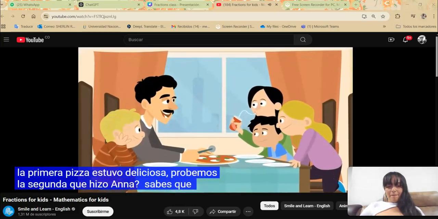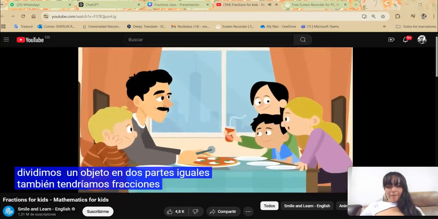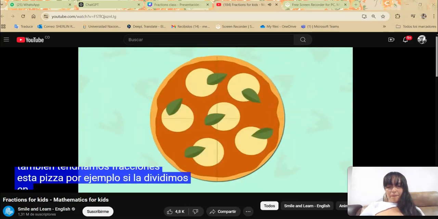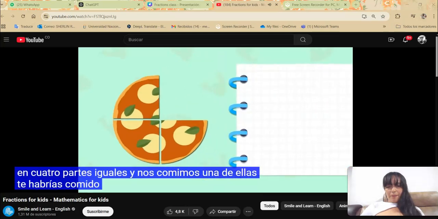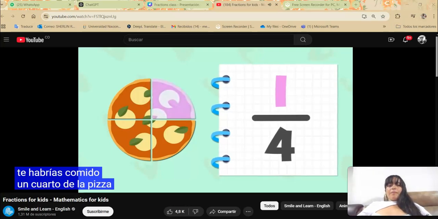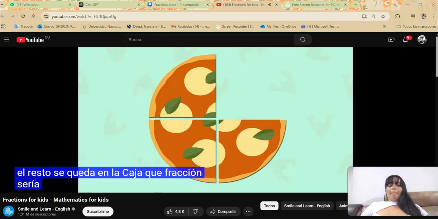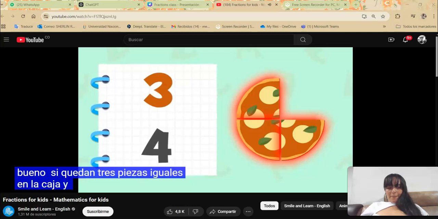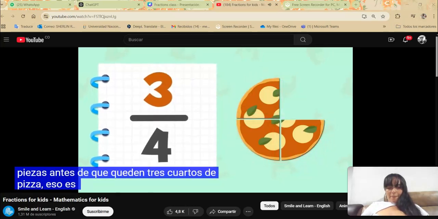Anna, did you know that if we divide an object into equal parts, we would also have fractions? This pizza, for example, if we divided it in 4 equal parts and ate one of them, we would have eaten 1/4 of the pizza. The rest stays in the box. What fraction would that be? Well, if there are 3 alike pieces left in the box, and there were 4 pieces before, there are 3/4 of pizza left. That's it.